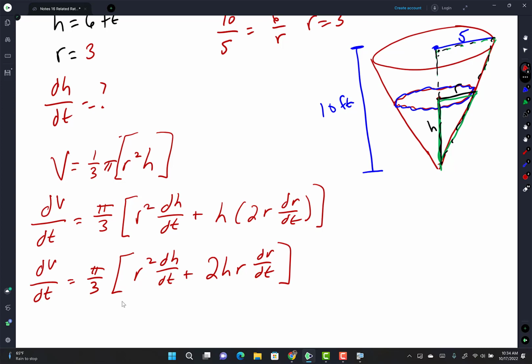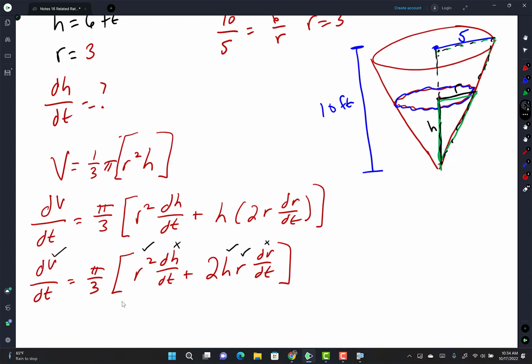All right, I'm going to stop right here, guys. Let's see what we do have. Do we have dV dt? Yes. Do we have the radius? Are we looking for dH dt? Okay, so we don't have that. Do we have h? Do we have r? Do we have dr dt? But we can get it.